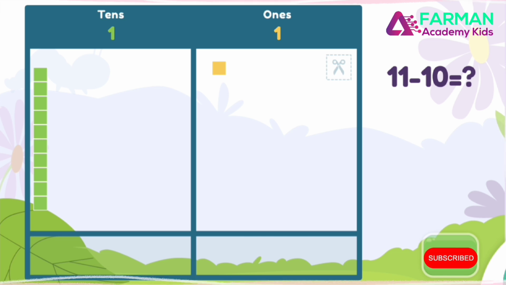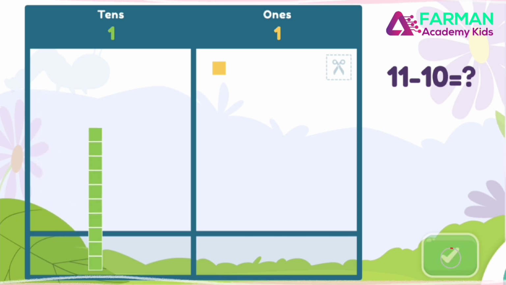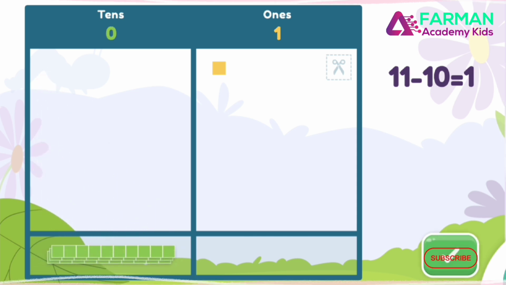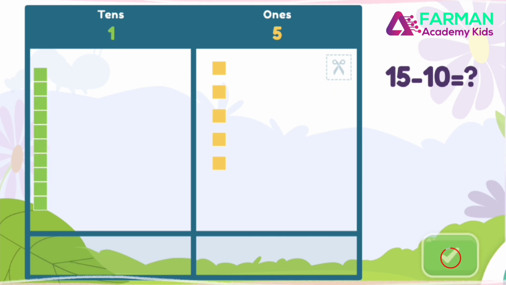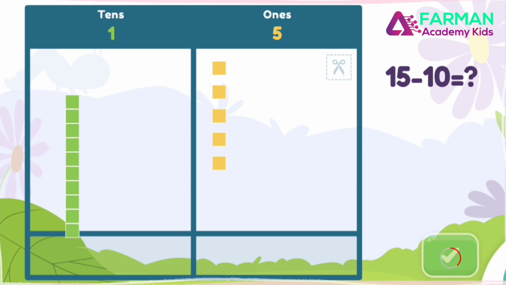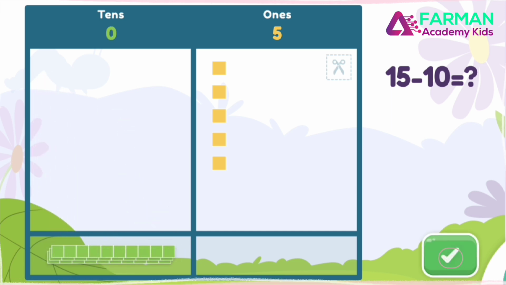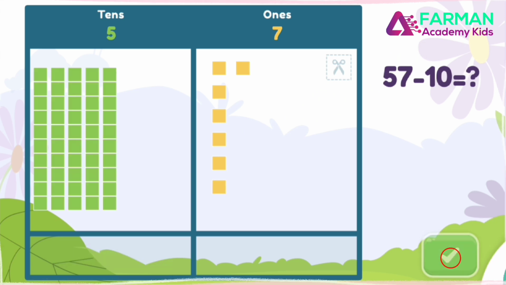There is 11 in the frame. Remove 1 rod to take away 10. Great! 11 minus 10 is 1. Use the rods and blocks to solve the equation. 15 minus 10. Cool beans! Use the rods and blocks to solve the equation. 57 minus 10.